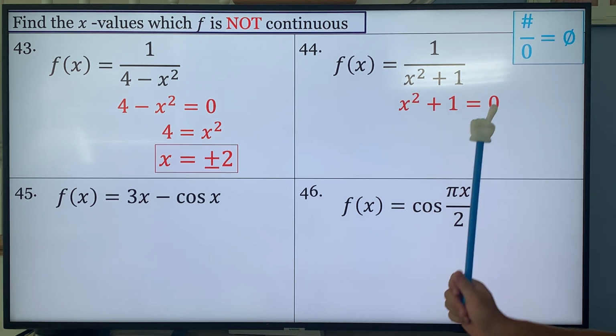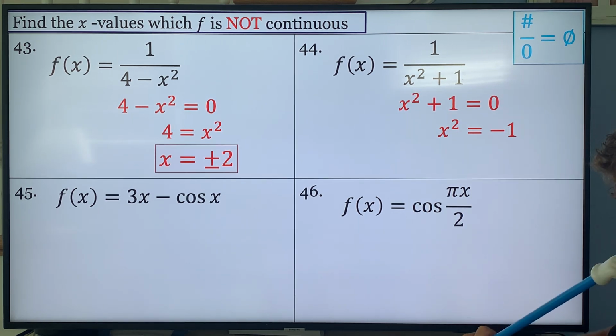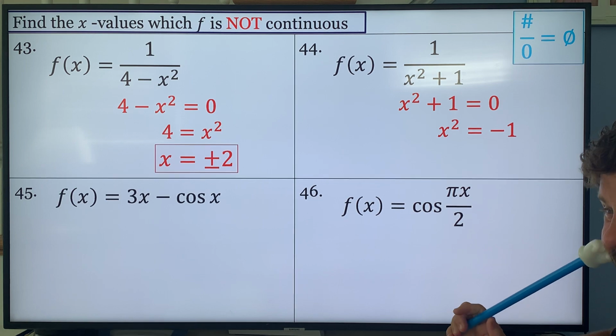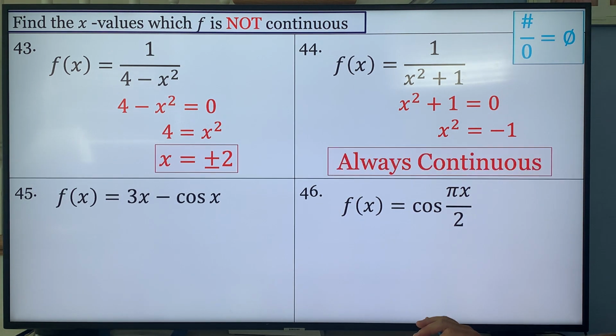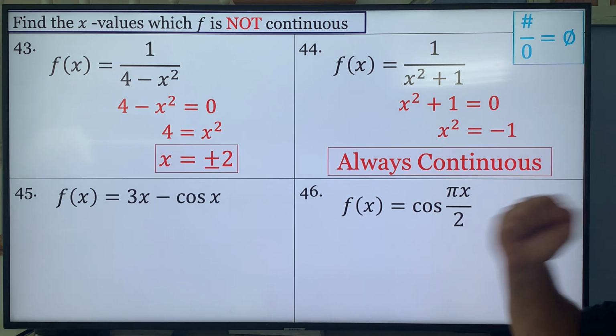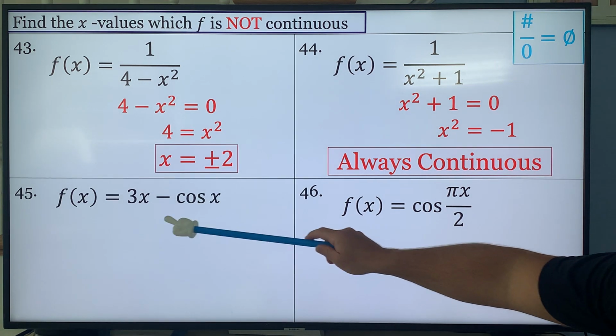When x squared plus 1 equals 0, so I subtract 1. When does x squared ever equal negative 1? But we're not dealing with imaginary numbers in this calculus. Always continuous. Yes. What about here?